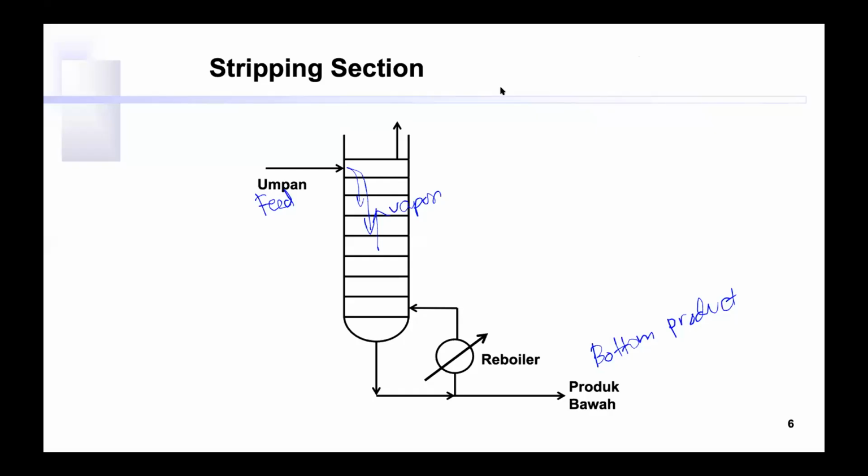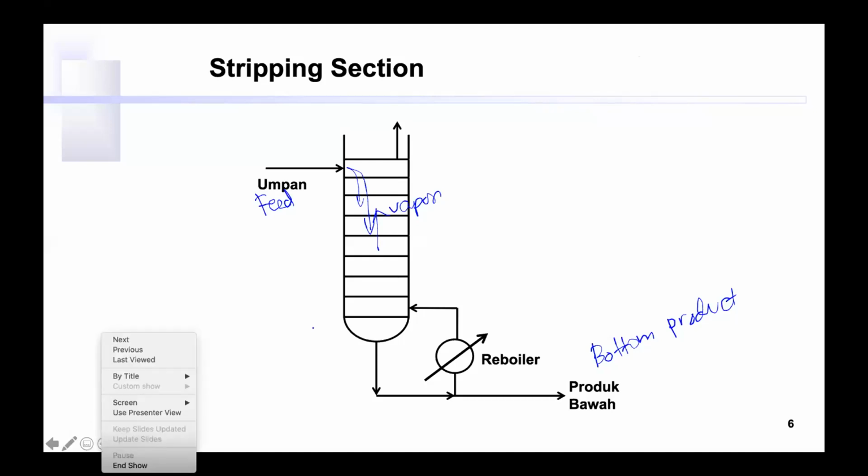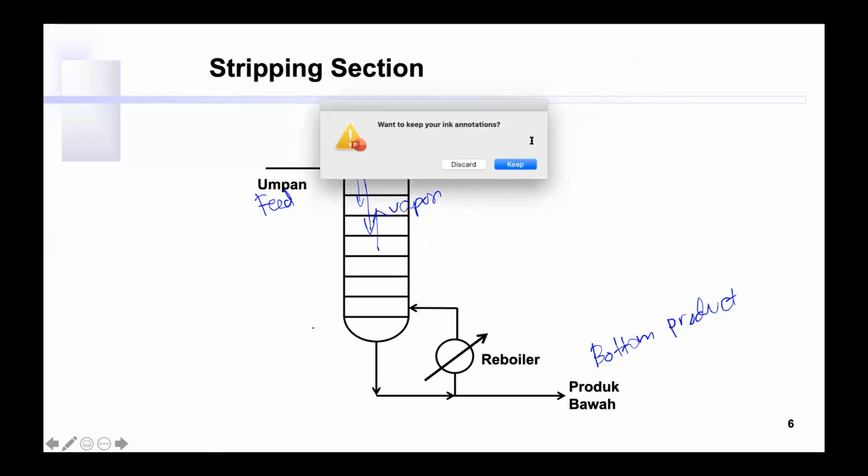Okay. All right. So that is the principles of distillation. Now I'm gonna move on to the next slide. Sorry, the next presentation.